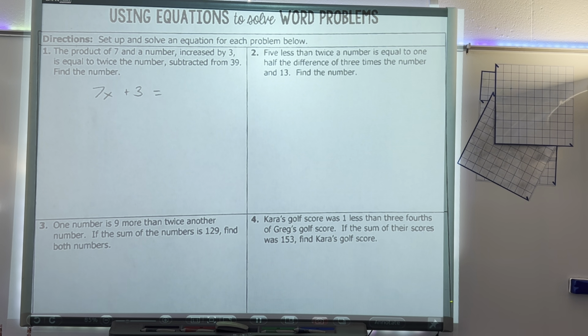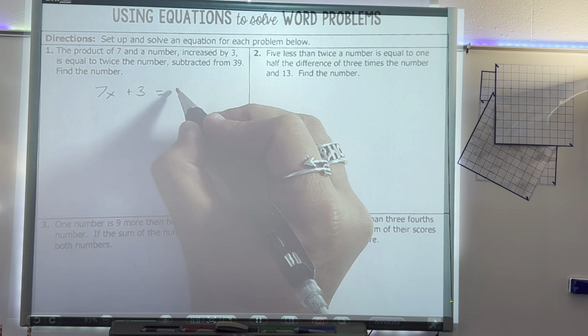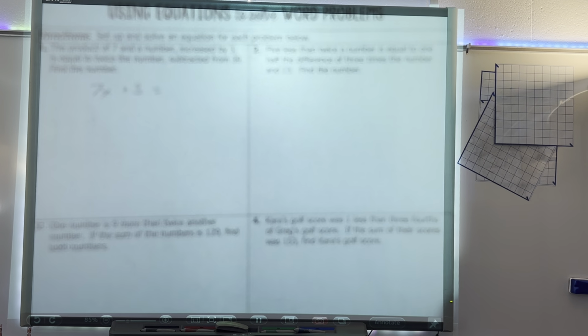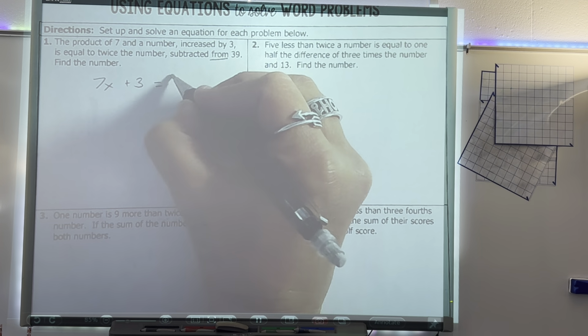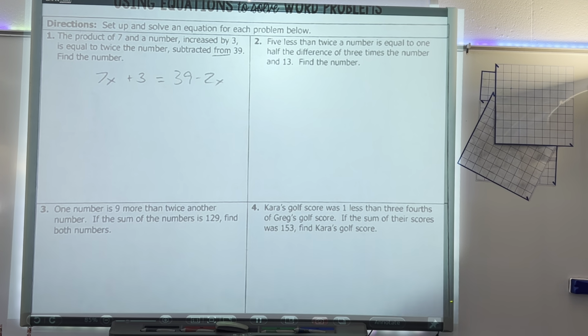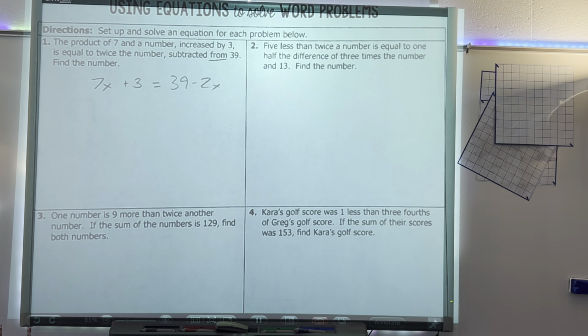is equal to twice the number. It's going to be 2x subtracted from 39. So how's that going to get written on the other side? 2x subtracted from 39. Oh, 39 minus 2x. Then you would go on and solve that. Everybody okay there? All right.